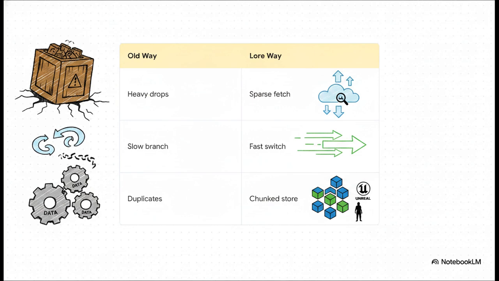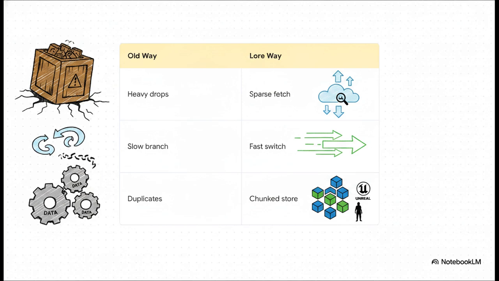Standard tools like Git are amazing for source code, for sure, but they notoriously fail when faced with gigabytes of binary game assets. The old way requires heavy upfront downloads of the entire repository history. The Lore way uses sparse, on-demand hydration. Think of this like streaming a movie on Netflix instead of waiting to download the entire 4K video file before you can finally press play.